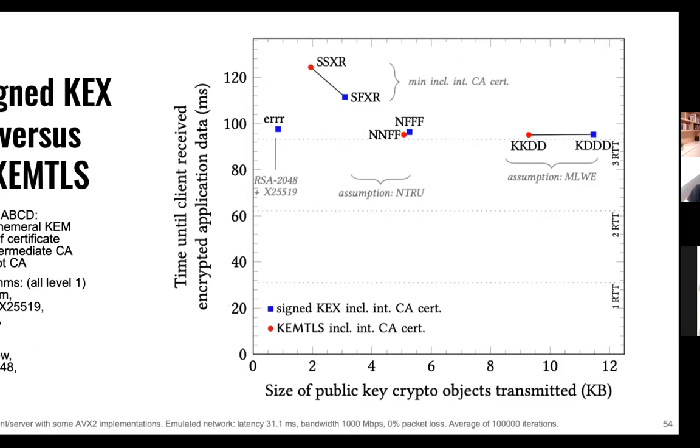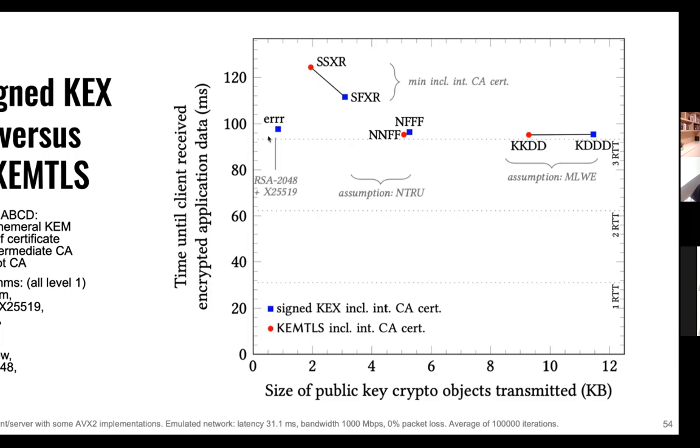So there's a lot going on in this graph here. On the x-axis, I'm showing the size of public key objects transmitted, so the KEM public keys and ciphertexts, and the signature public keys and signatures as required. On the y-axis, I'm showing you the time required until the client receives its first encrypted application data response from the server. In the web browser setting, this is basically the point at which the browser can start rendering the page. And this is a good measure of latency experienced by clients, by users.